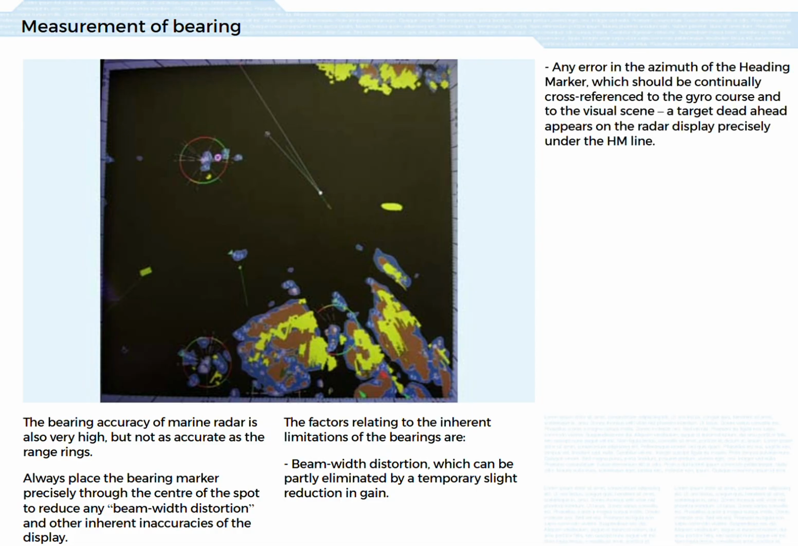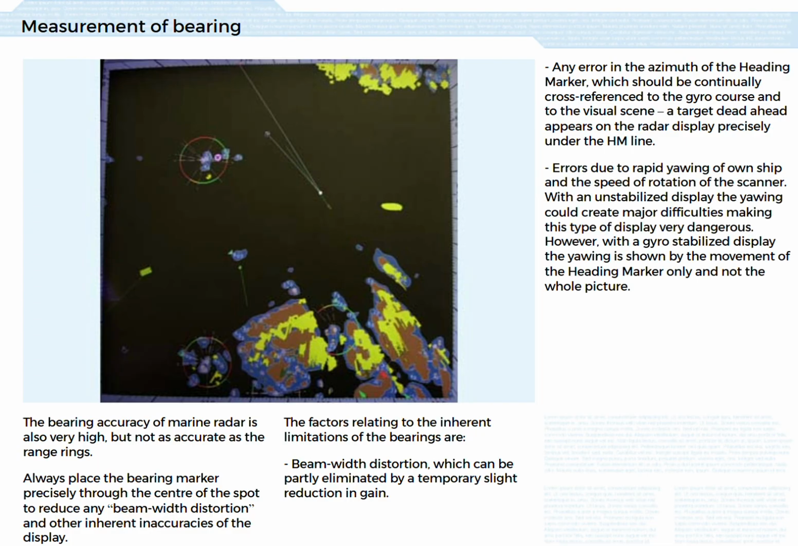Any error in the azimuth of the heading marker, which should be continually cross-referenced to the gyro course and to the visual scene. A target dead ahead appears on the radar display precisely under the heading marker line. Errors due to rapid yawing of own ship and the speed of rotation of the scanner. With an unstabilized display, the yawing could create major difficulties, making this type of display very dangerous.